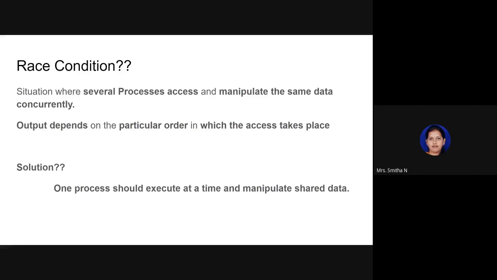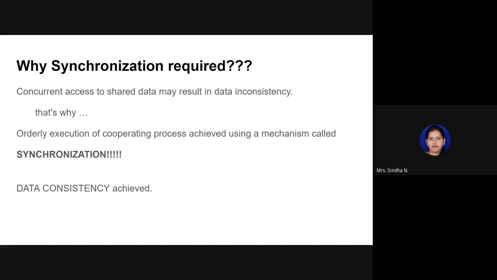time, and allow that process to manipulate the shared data. Don't allow producer and consumer both to manipulate at a time. Allow only one to manipulate at a time. That is the only solution we have to come out of race condition. That is why we need to learn this chapter called synchronization.